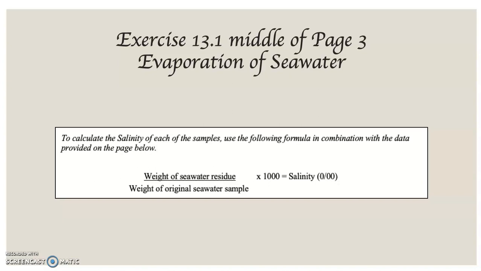Weight of seawater residue, which is going to be the salt, divided by the weight of the original seawater sample times 1,000 gives you salinity in parts per thousand. Okay, take a look at that. Here we go.